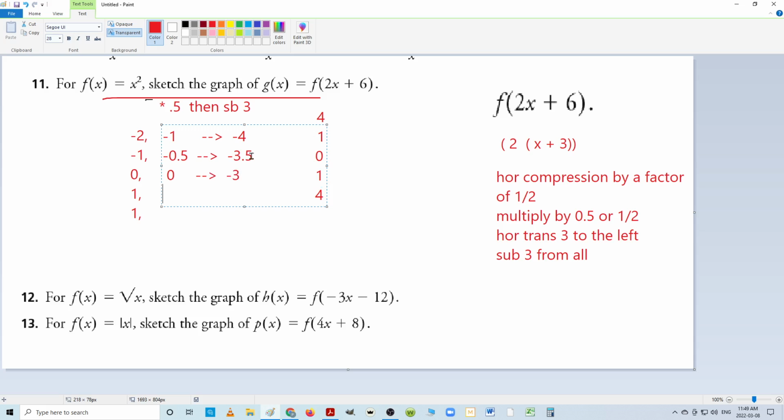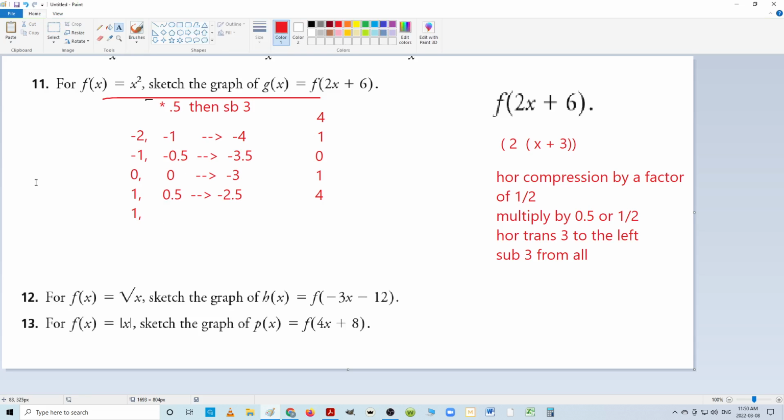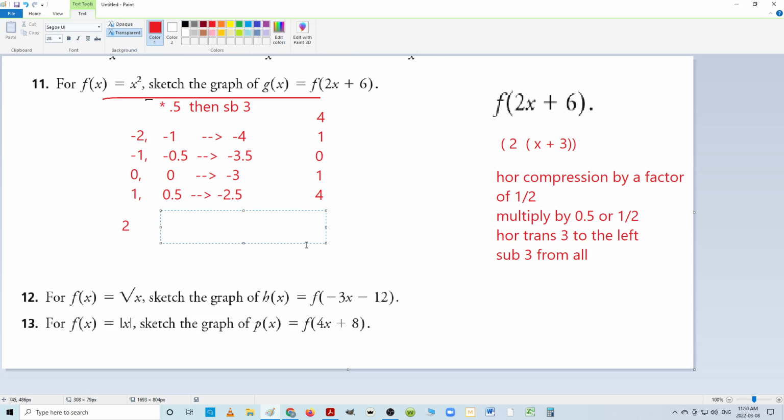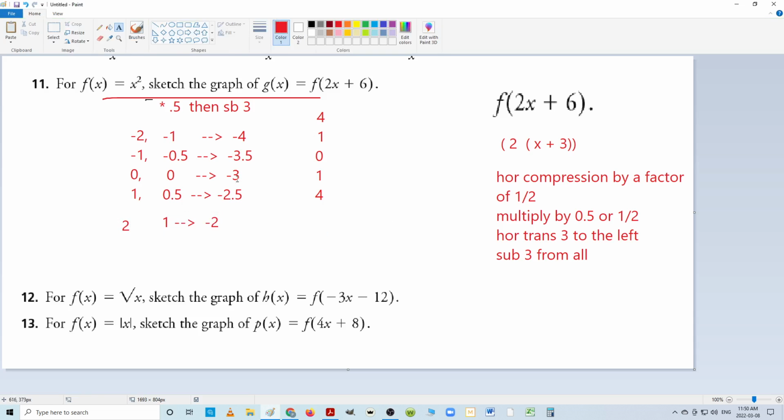What's this when I multiply by 0.5? It becomes that. And then that becomes, when I subtract 3, negative 2.5. What's this when I multiply by, oh, that should be a 2, sorry. That's the next point, 2. When I multiply this by 0.5, I get 1, and when I subtract 3 from it, I get minus 2. Which means that these are my new points with these.